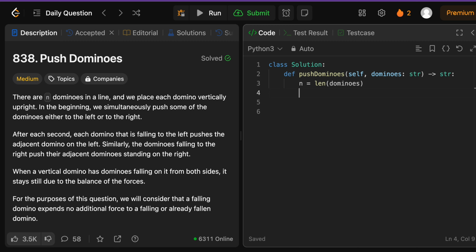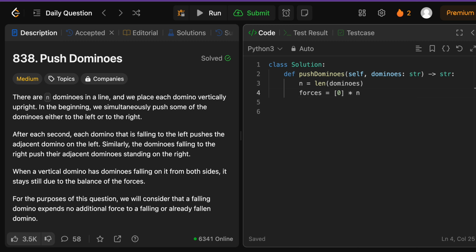And let's build our extra list of forces, which is going to be our output. It's going to be all zeros initially, of course, with the same length as our input array dominoes, because it's going to represent one net force for each domino. It's going to hold the net force that acts on each domino that we calculate with our two different passes, and we'll build it in the third pass.